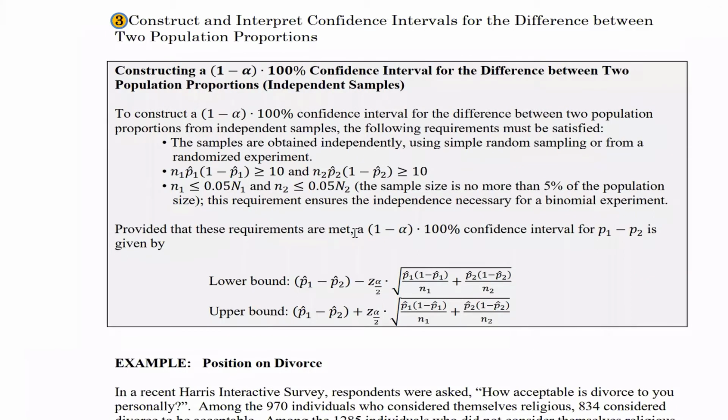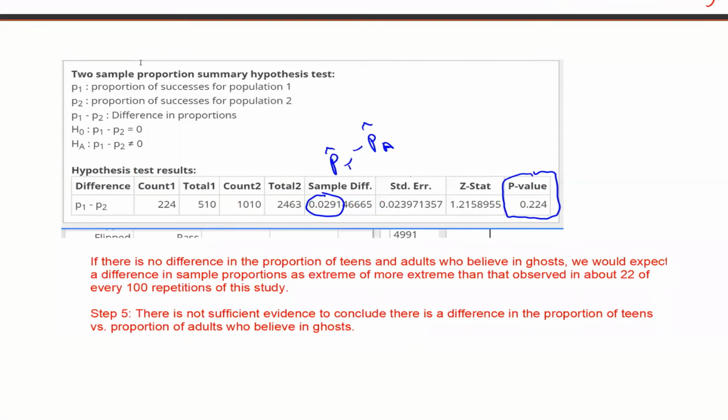So this is the formula for constructing a confidence interval for the difference of two population proportions. We're not going to worry about these formulas as much as we are how to do this using StatCrunch. Although I do want to point something out to you. When StatCrunch computed this standard error, it assumes that P of teens equals P of adults. And so this standard error is going to be what's called a pooled standard error.